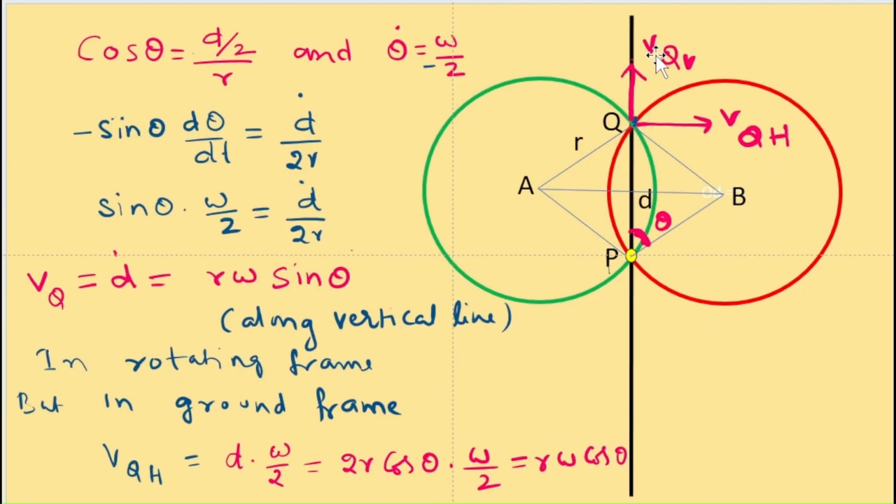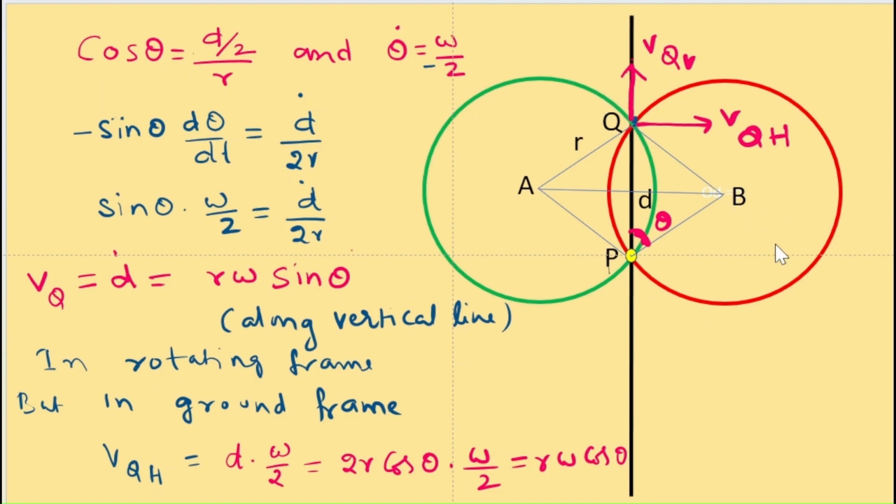To find out the velocity of intersecting point Q, we have to consider this structure. A and B are the centers, P and Q are the intersecting points, and D is the distance between the intersecting points. R is the radius of the circle. From this triangle, you see this angle is theta. Cos theta is equal to D by 2R. And theta dot is equal to minus omega by 2. Here, this radial line makes an angle theta with this black line.